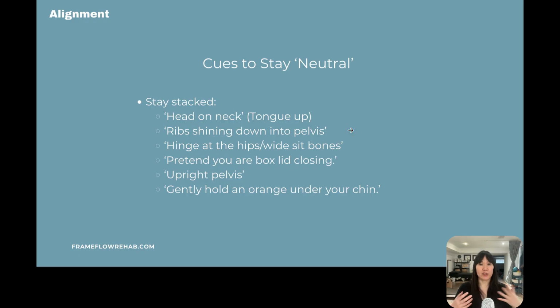Next, for a lot of clients that tend to have a rib flare, I cue them to think of ribs on pelvis, or ribs shining down into the pelvis as opposed to the ribs shining forward onto the toes, right? So where is your rib cage aiming? We want it to aim right down straight into your pelvic bowl. Hinging at the hips or really wide sit bones, tried and true.